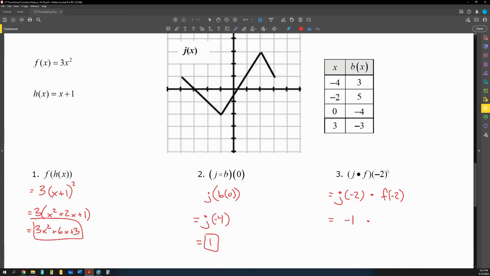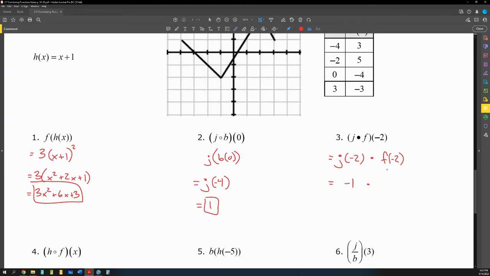So we're going to plug in negative 2 into the expression for f. So 3 times the quantity negative 2 squared, which we know is 4, times 3 is 12. So negative 1 times 12 is negative 12.